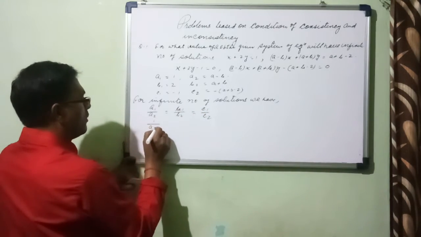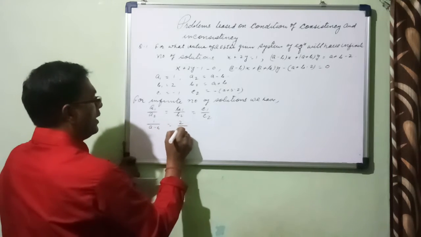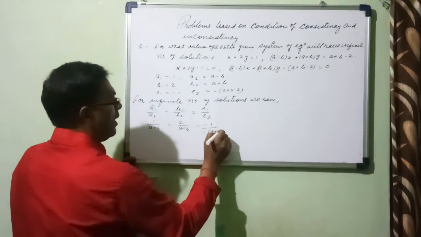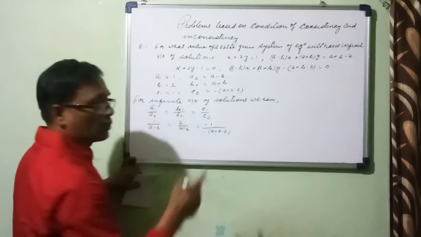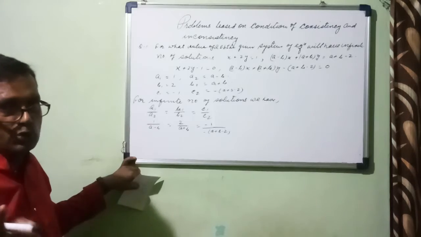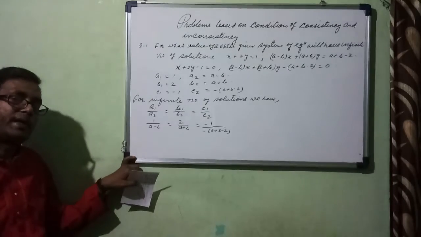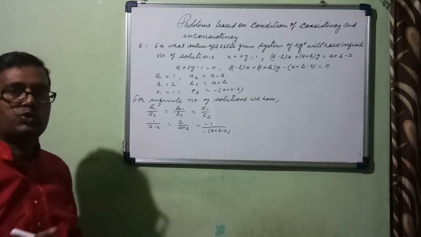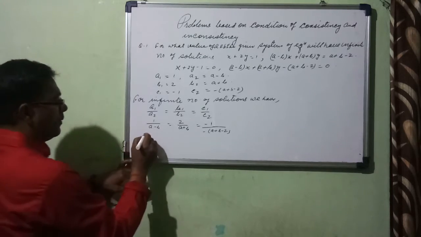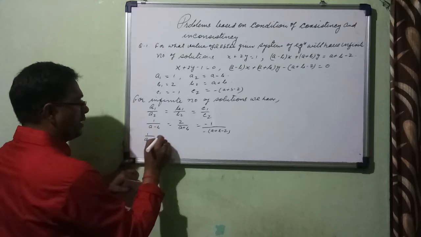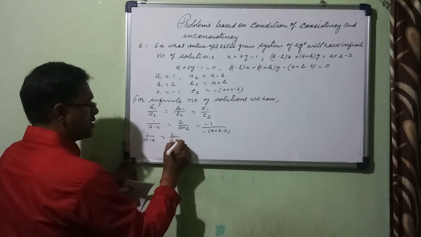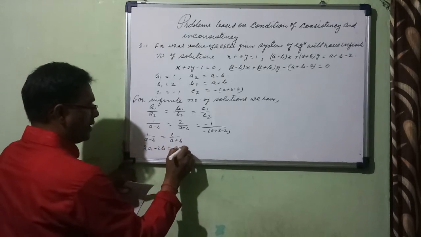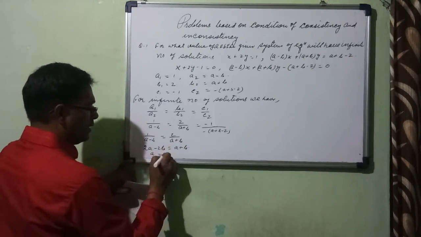1 by a minus b, 2 by a plus b, and minus 1 by minus a plus b minus 2. In the previous question, we had only one variable, so you had the option to take only one relation. But in such cases, you have to take two cases. What are they? 1 by a minus b is equal to 2 by a plus b. So 2a minus 2b is equal to a plus b. So a is equal to 3b.